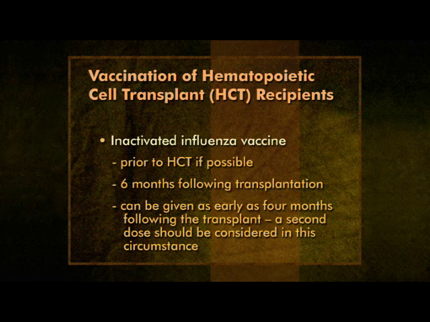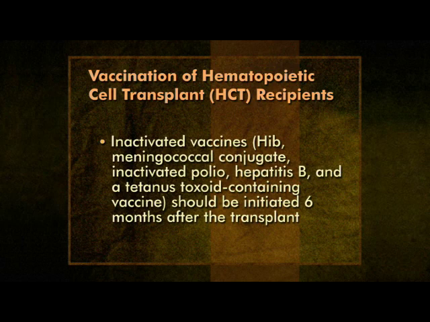An inactivated influenza vaccine should be administered prior to HCT if possible. The routine recommendation is to give a dose of inactivated influenza vaccine 6 months following transplantation. The dose can be given as early as 4 months following the transplant. A second dose should be considered in this circumstance. The inactivated vaccines Hib, meningococcal conjugate, inactivated polio, hepatitis B, and a tetanus toxoid-containing vaccine should be initiated 6 months after the transplant. The previous recommendation was a 12-month interval between transplant and most vaccines.